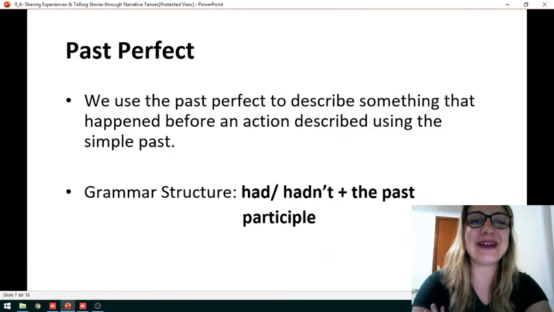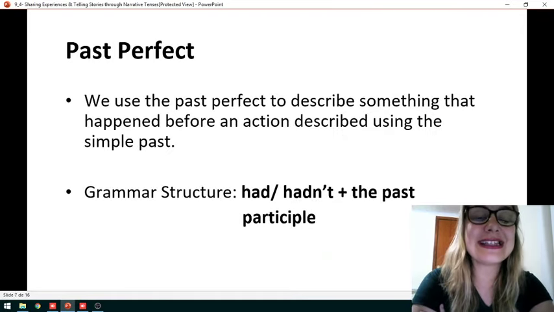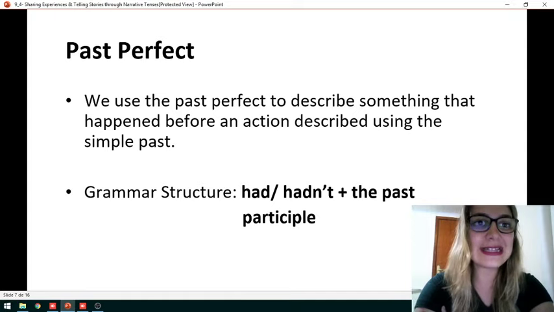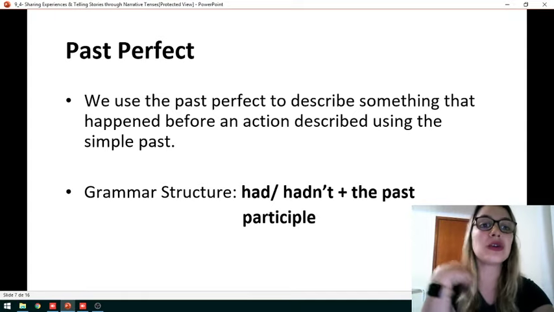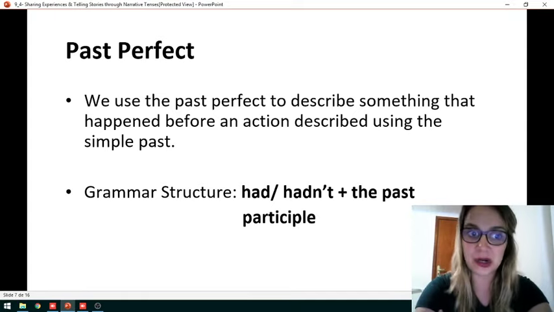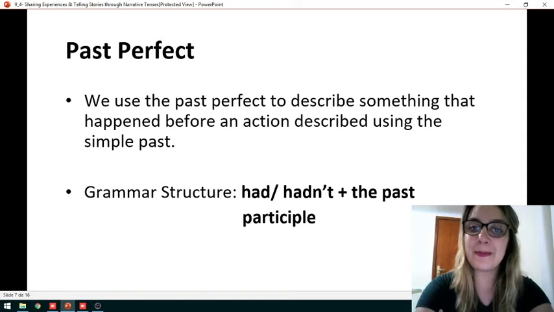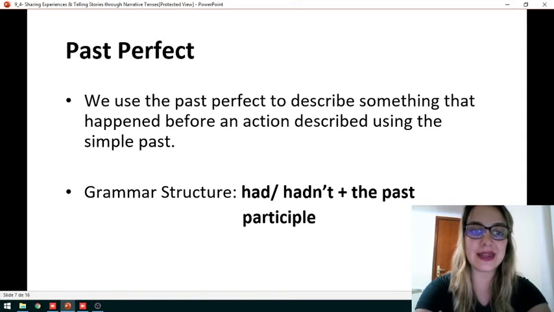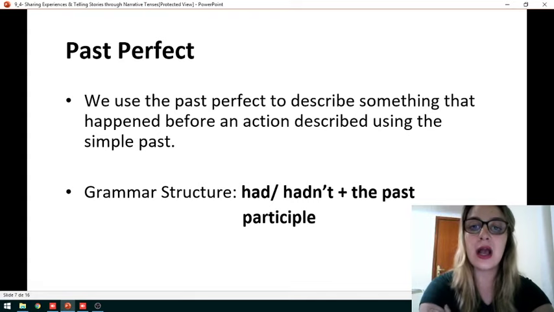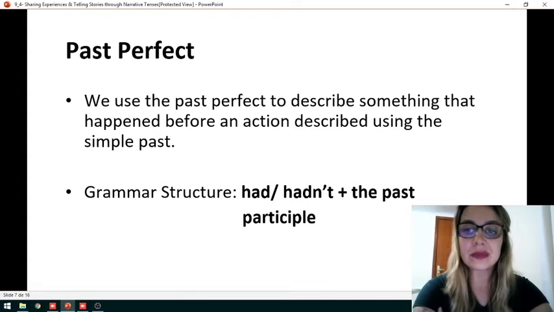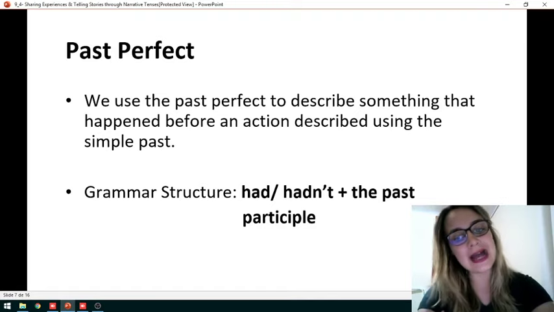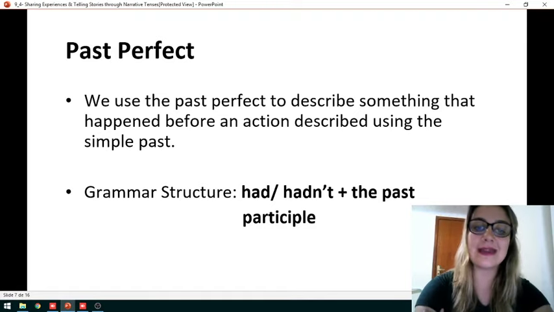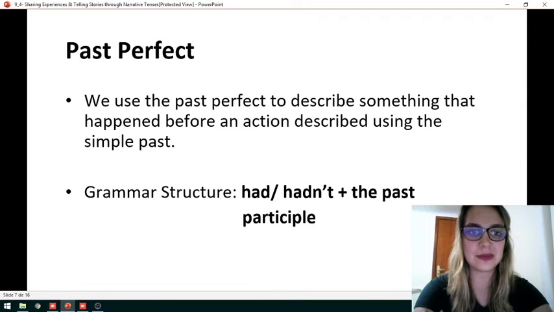All right, good job, guys. Now, let's take a look at the next tense. So the next tense that we can use to tell stories is the past perfect. So, we use the past perfect to describe something that happened before an action described using the simple past. So we use had or hadn't and then the past participle.